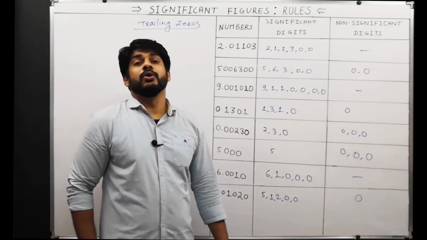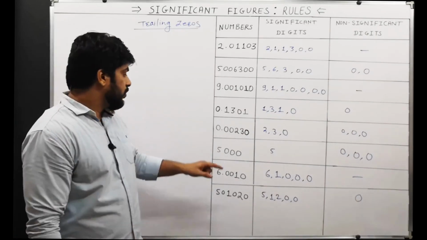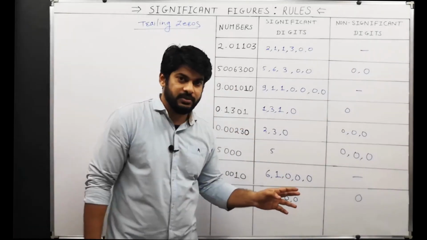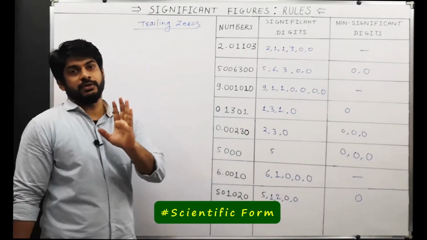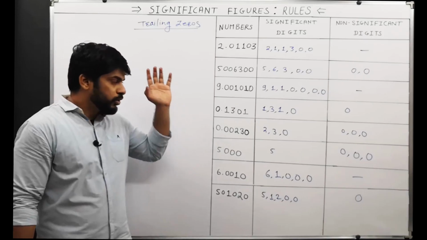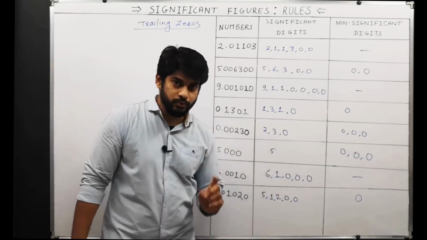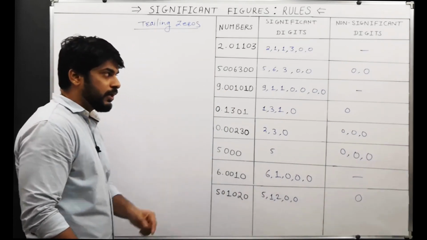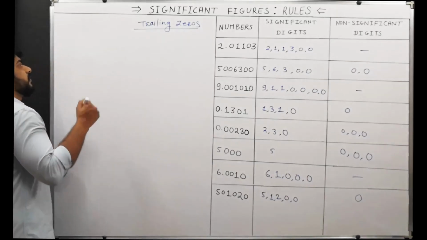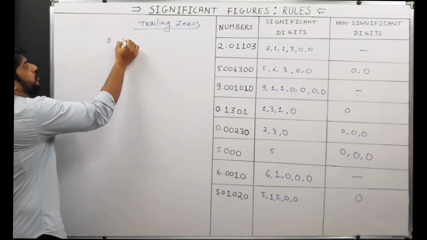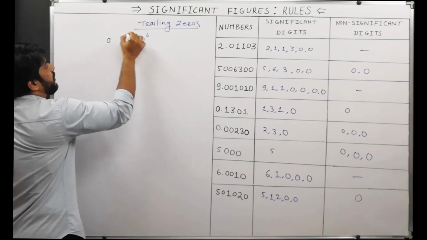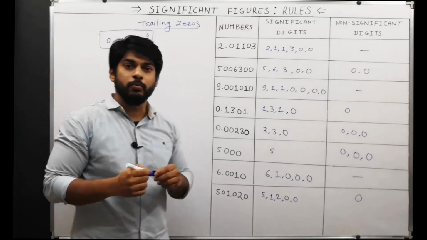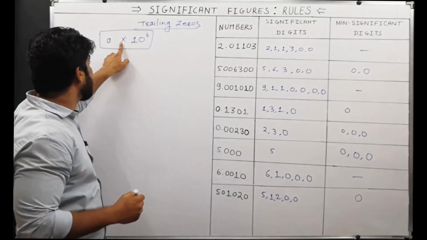What we do generally is represent all the numbers in a scientific form, to remove such confusion. We represent all the measured quantity in a scientific form. Now you will ask, what is the scientific form? So scientific form is something like this: A into 10 raised to B. We represent any number in the form of powers of 10. This is how we represent any number.